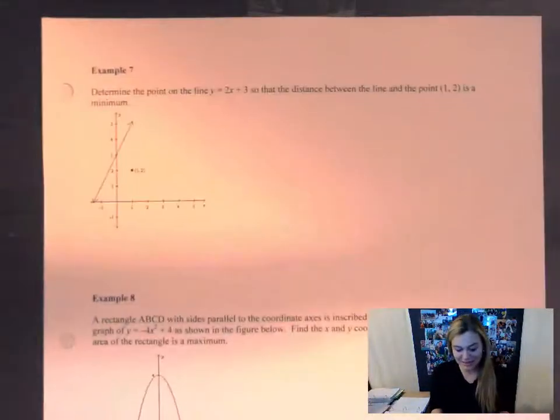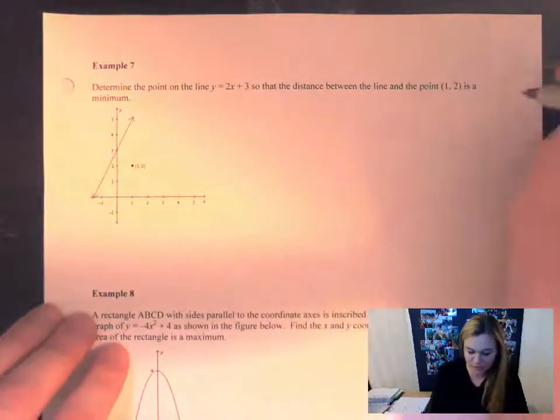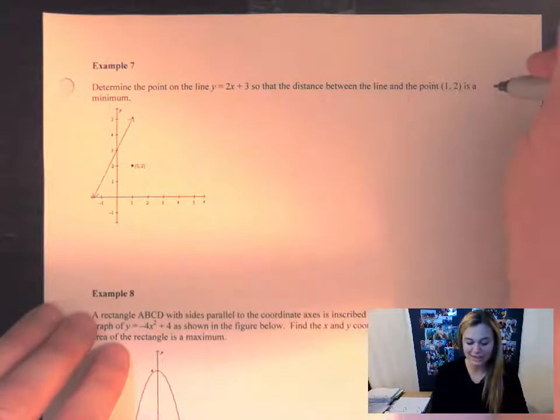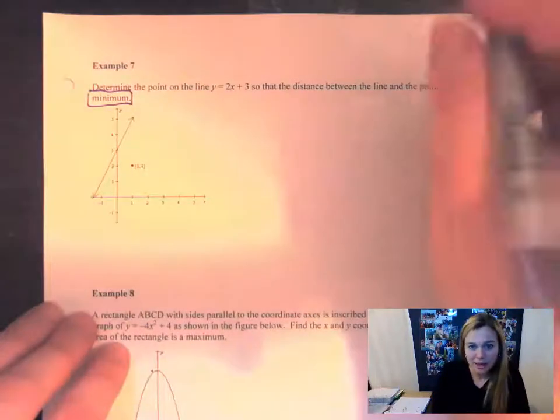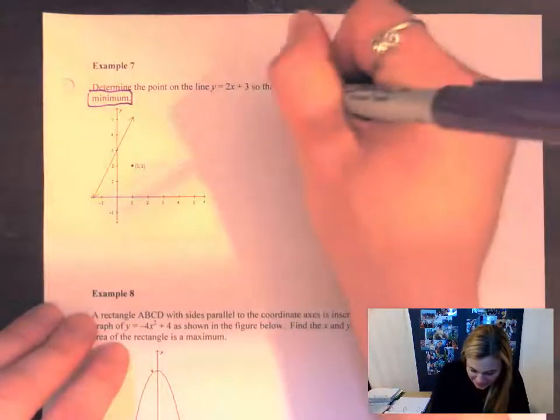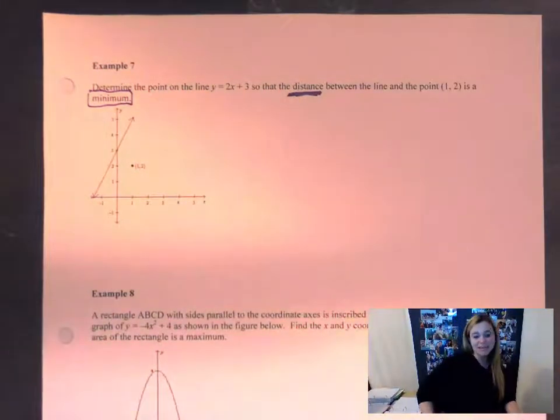Okay, and this one, it says determine the point on this line, y equals 2x plus 3, so that the distance between the line and the point 1, 2 is a minimum. Okay, so I've got something that's a minimum. What's a minimum? In this one, distance is a minimum. If distance is a minimum, that's what I'm taking the derivative of.